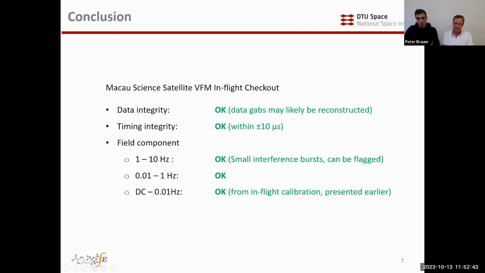So in summary, the data integrity of the FM magnetometer is fine. We do have some gaps, but they are likely to be reconstructed after reprocessing. The timing integrity is fine within plus minus 10 microseconds. The field component in the high frequency is fine. We do have these interference bursts, but they can be flagged. In the mid frequency, we do not see any problems at all. It's fully comparable to Swarm.